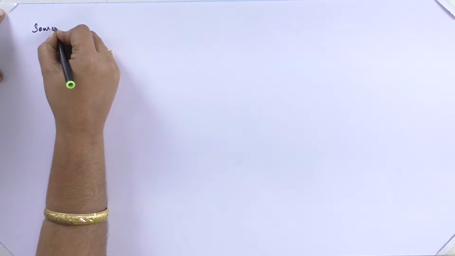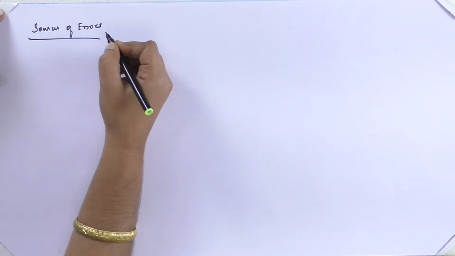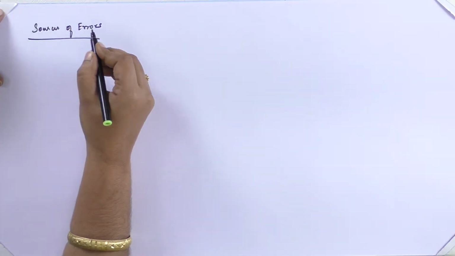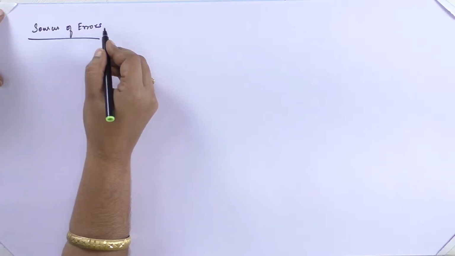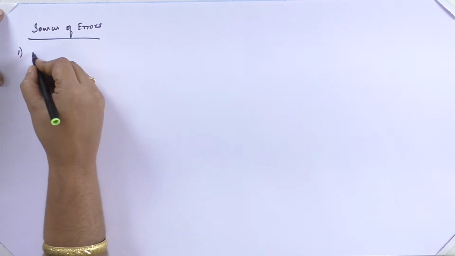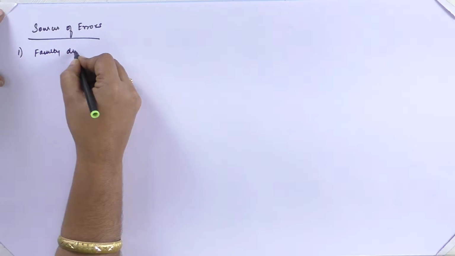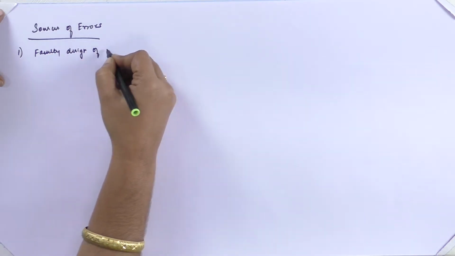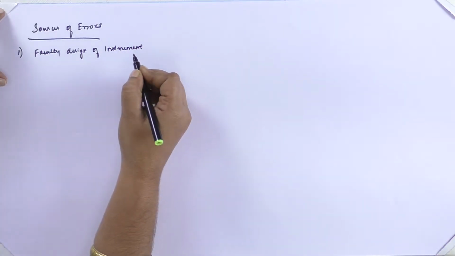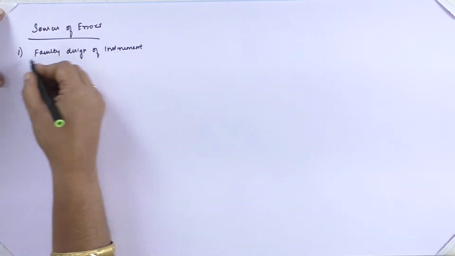First, we will see what are all the sources of errors. So, during the process of measurement, the error occurs. If you know the sources of that errors, we can eliminate or reduce them. There are various sources of errors. The first one is the error may occur due to the faulty design of the instrument. Due to the faulty design of the instrument, there will be a serious error during the measurement process.